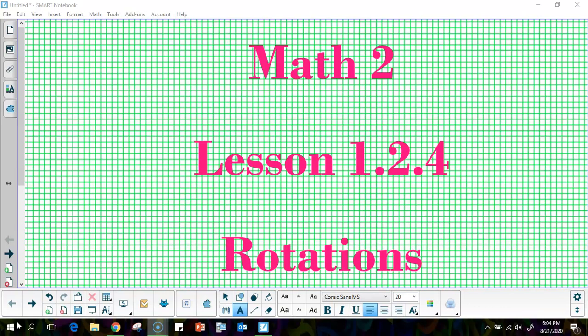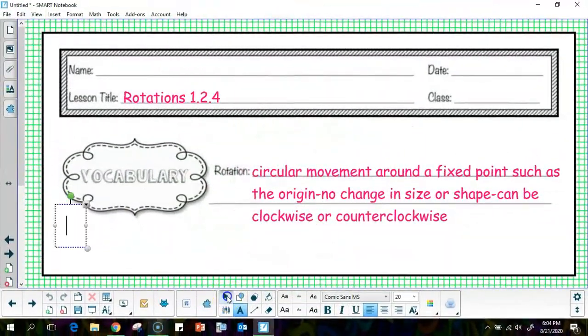This lesson is on rotations. We have so far done translations, dilations, and reflections, and so now we're on rotations. This is the last lesson this week, and you'll have a quiz tomorrow on these transformations. So let's get the vocabulary out of the way.